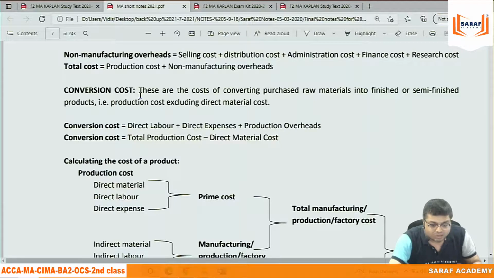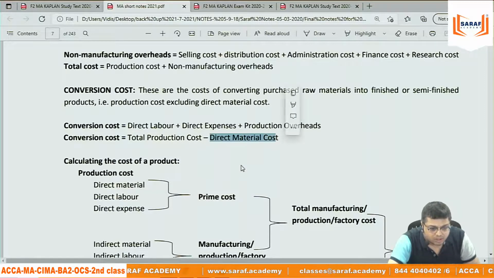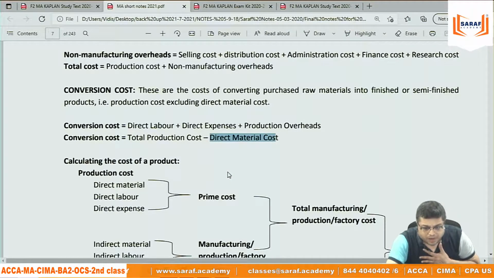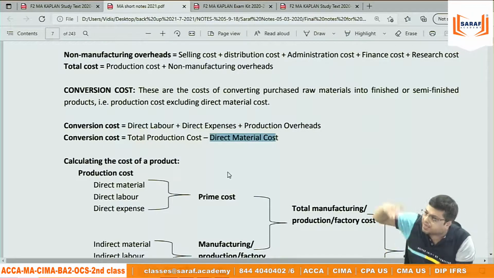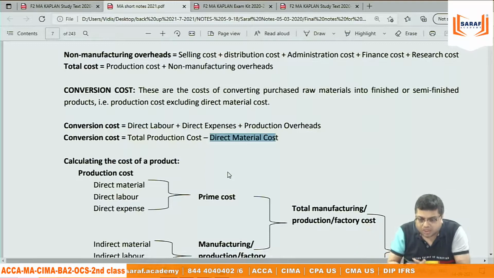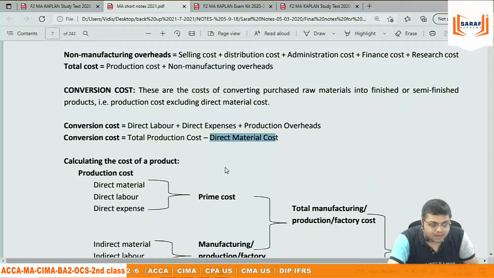Conversion cost is that cost which excludes raw material. Conversion cost is labor, direct expenses and indirect expenses. Conversion cost is total production cost minus material cost. Material I have not prepared, I have not made. Material I have purchased, but I have converted the material into finished goods. So whatever cost I incur to convert material into finished goods is treated as conversion cost.